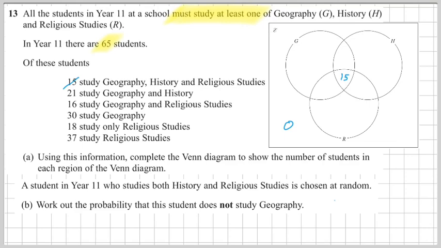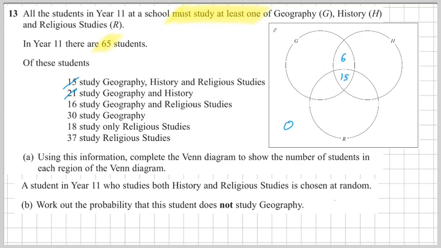Now then we have 21 study geography and history. So I'm going to put a 6 there in the diagram and cross out the 21 here. Of course, these two should add up to 21 because 21 study geography and history. And look, that's the overlap or the intersection between geography and history.